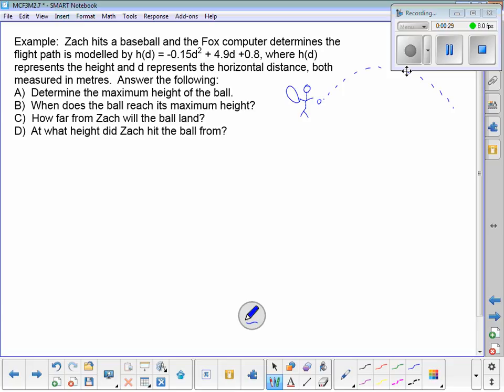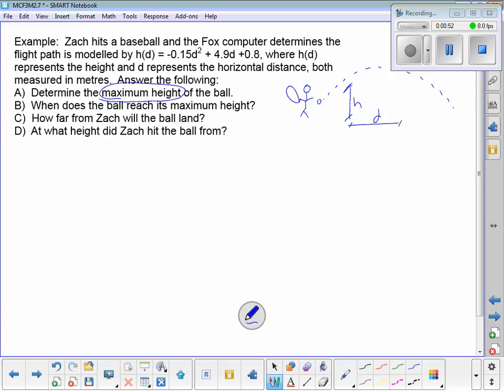H of D represents the height. D represents the horizontal distance. Both are measured in meters. So we are measuring how high it went, our H, and how far it went. So both our X and Y values are measures of length. Answer the following. Determine the maximum height.